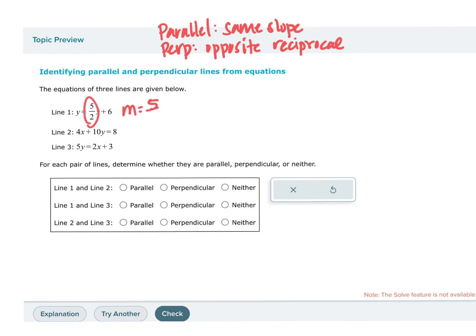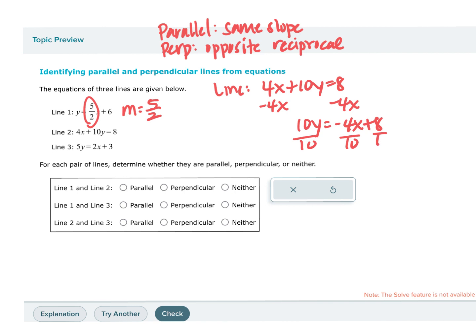So m equals 5 over 2. Line number 2, let's work on that one next. We want to find the slope. It says 4x plus 10y equals 8. So to find the slope, we need to solve for y. Let's subtract the 4x from both sides. So 10y equals negative 4x plus 8. We're going to divide by 10 all the way through. So y equals negative 2 fifths x plus, that reduces to 4 fifths. So what's important here is the slope on this one is negative 2 over 5.